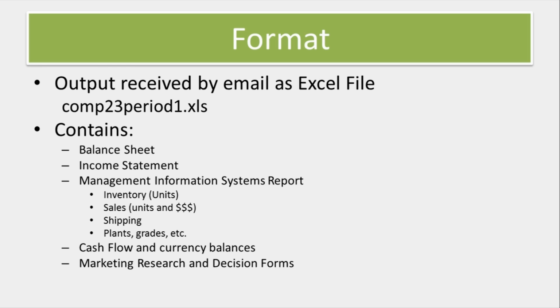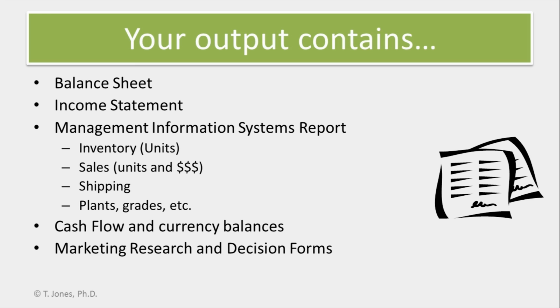You'll see a balance sheet, an income statement, a management information systems report, which gives you inventory in units, sales in units and dollars, shipping details, plants, grades, etc. You'll also have a section on cash flow and currency balances, and then your marketing research and decision forms appear at the end. Okay, so let's take a look at what the output looks like here.